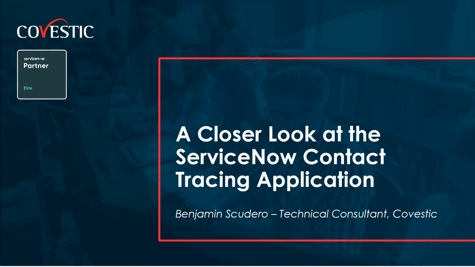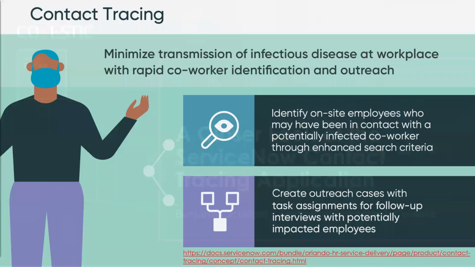So the application itself is designed to help organizations reduce transmission of infectious diseases by identifying on-site employees who may have had contact with a potentially infected coworker, aggregating contact tracing information across workplace locations, and creating outreach cases and tasks for follow-up interviews with potentially impacted employees. I'll start out by discussing the general setup of this application.